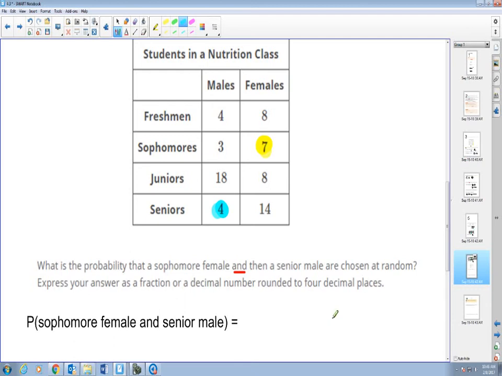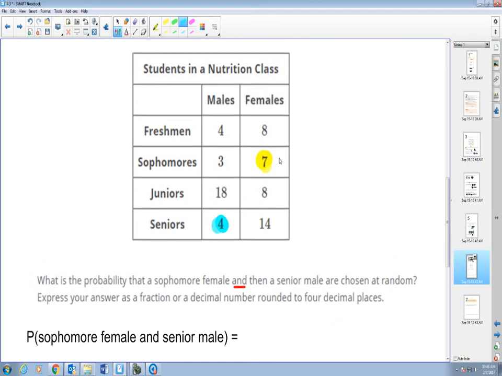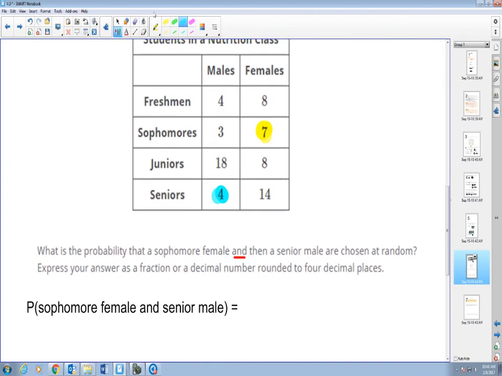dependent event because I'm choosing two people. Once I choose one, would I throw them back into the 66 students? So this problem got to be dependent. That actually makes sense because my sophomore female is 7 ways to choose from all the 66 originally. And then the second student I choose, once I choose somebody to do something in class, that means the rest of the students is only going to be 65.